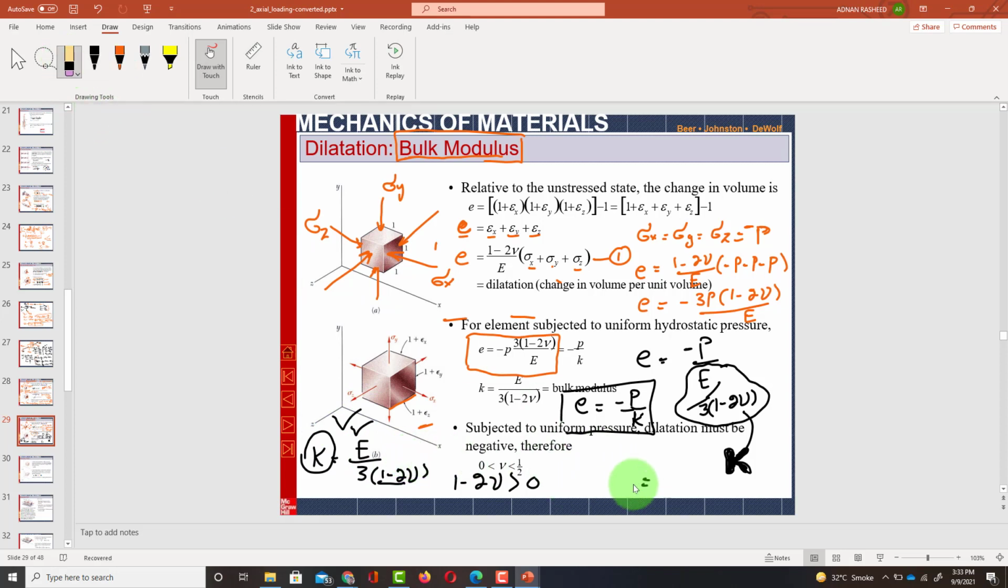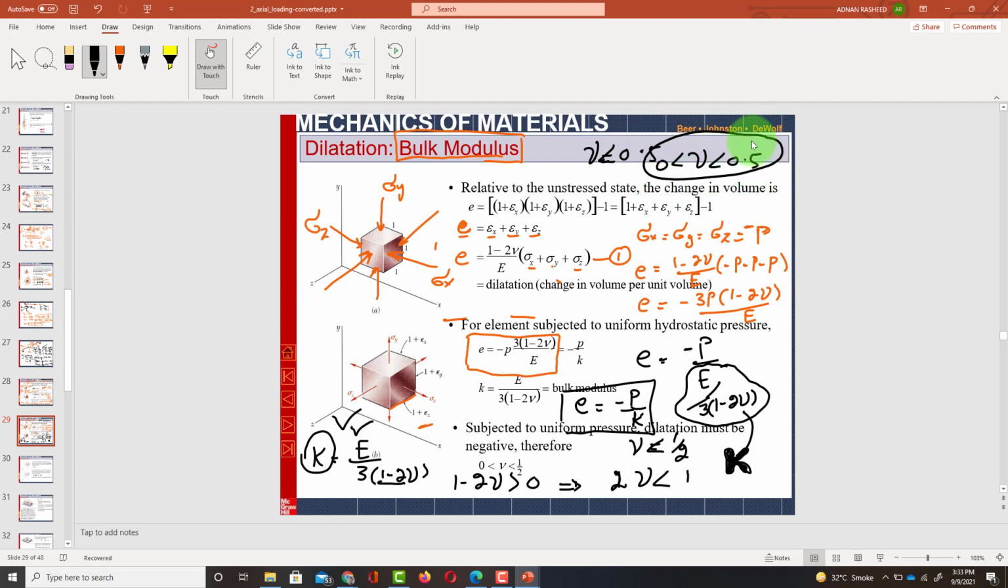Yes, sir. So 1 minus 2 nu should be greater than 0, or implies that 1 is greater than 2 nu, or 2 nu is less than 1. ठीक है ना, and nu is less than 1 by 2, means कि nu की वैल्यू जो है वो 0.5 से नीचे कम होनी चाहिए. Means nu ranges greater than 0 and less than 0.5.